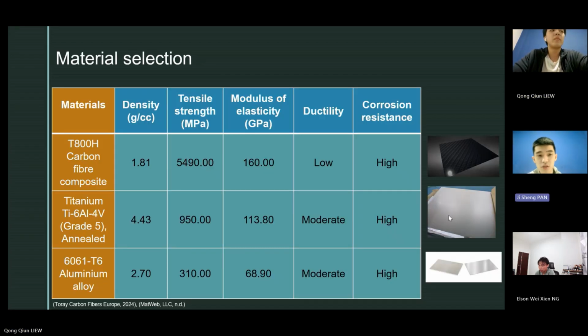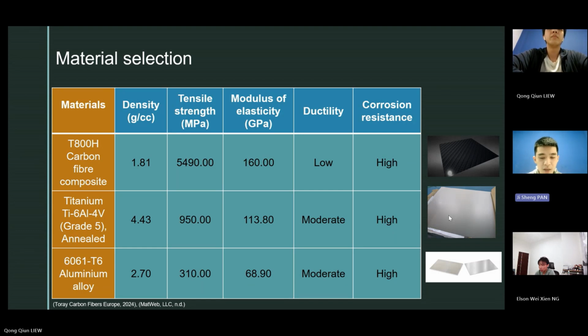Okay, thank you, Kongkyun. Now I would like to present the material selection. The T800H carbon fiber composite has the lowest density at 1.81 grams per cubic centimeter compared to the other two materials. It also has the highest tensile strength at 5,490 megapascals, meaning it requires a much heavier load to cause fracture.